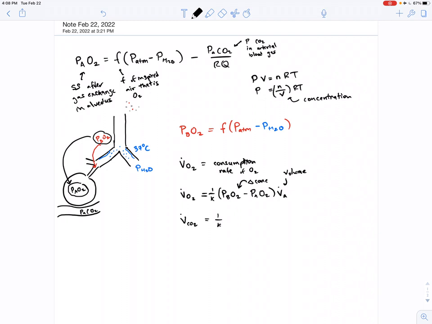So remember, I'm writing partial pressure of CO2, but the partial pressure of CO2 in the alveolus is the same as the partial pressure in the arteries. And so this quantity here represents the concentration of CO2 in our alveolus. I tacked on that 1 over K. And if we multiply that times our ventilation rate, now we get the amount of production of CO2. Actually, technically we get the excretion rate.